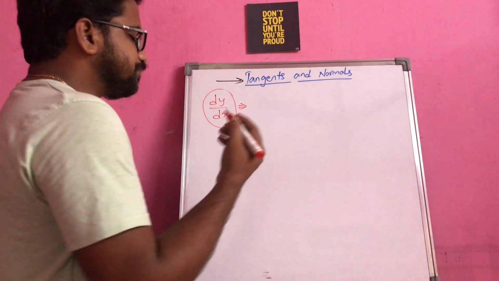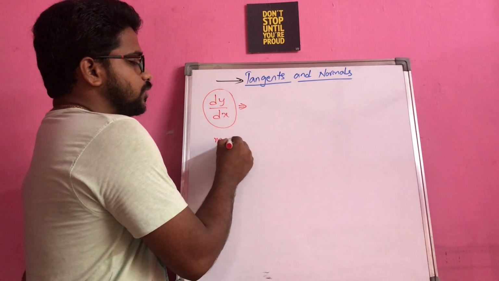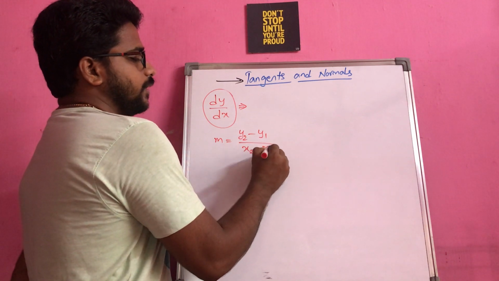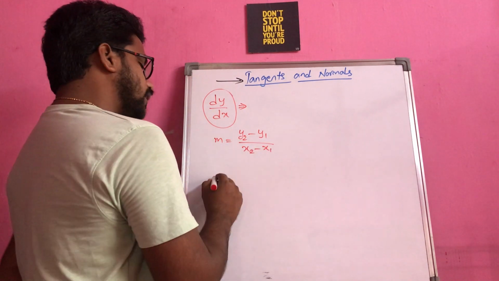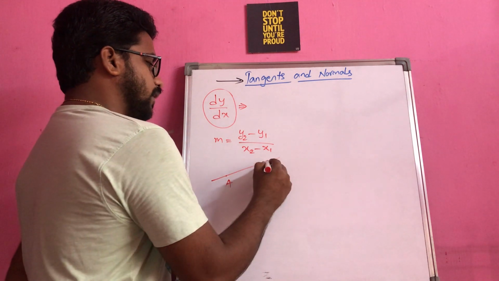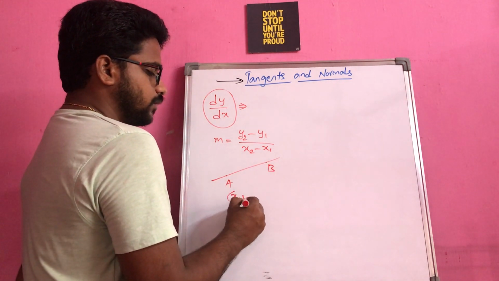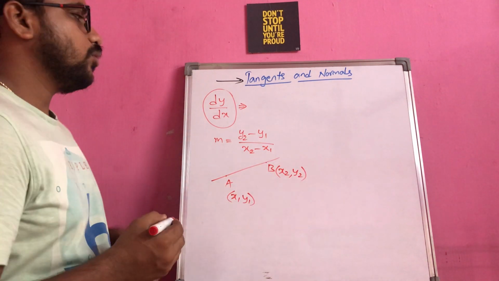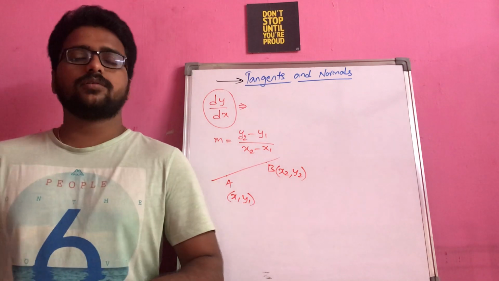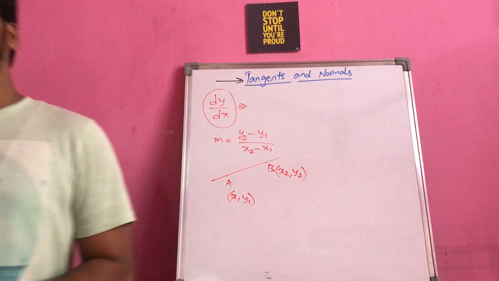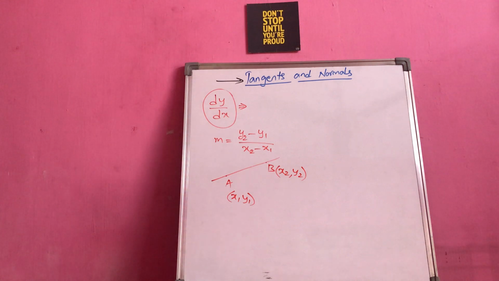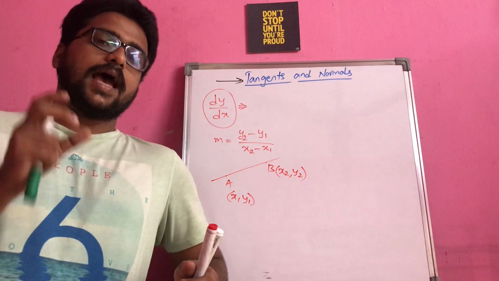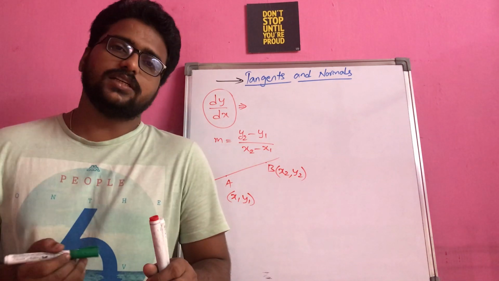In class 11 we learned that the slope of any particular line can be given as y2 minus y1 by x2 minus x1. If a line is passing through two points A and B, whose coordinates are x1, y1 and x2, y2, the slope is y2 minus y1 by x2 minus x1. Even here, what you are trying to find out is the rate of change of y when the x value is changing.